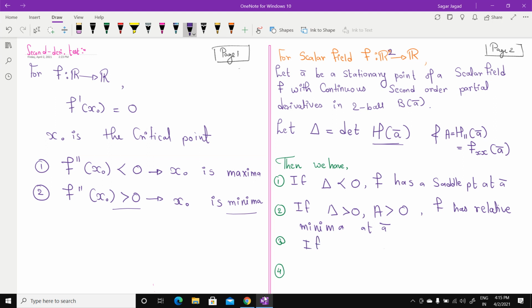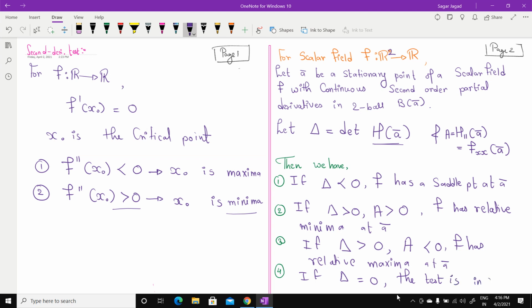But if delta is greater than 0 and a, the first coordinate, is less than 0, then f has a relative maxima at a bar. Now the last case is where delta is equal to 0. It might be possible that my determinant is equal to 0, right? Then the test is inconclusive. Means we cannot conclude anything if the determinant comes out to be 0. Then the test is inconclusive.